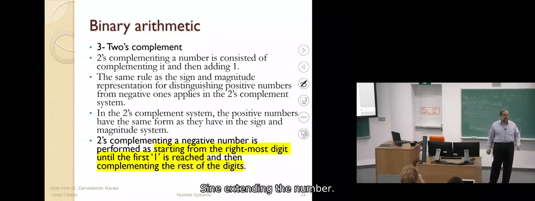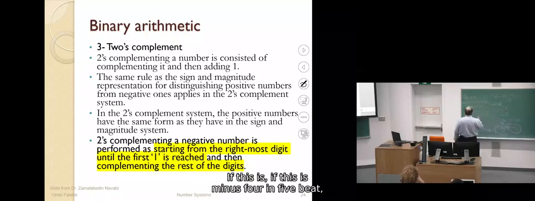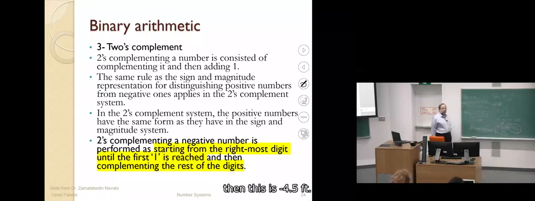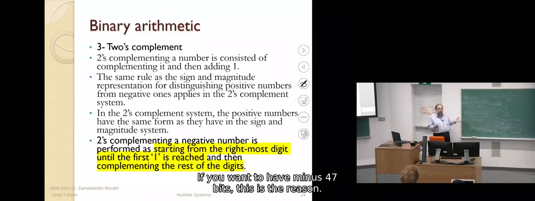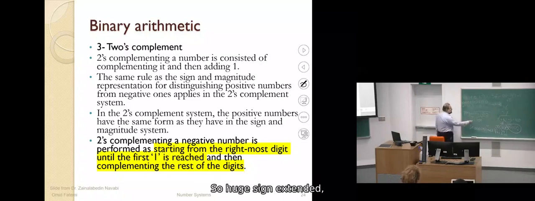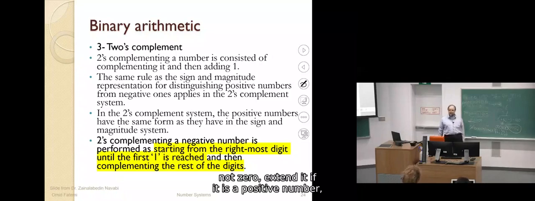Sign extending the number. If this is -4 in 5-bit, then this is -4 in 5-bit extended. Don't put 0. If you put 0, you ruined everything because it becomes positive. A negative number starts with 1. If you want to have -4 in 7 bits, this is the result. So you sign extend it, not 0 extend it.